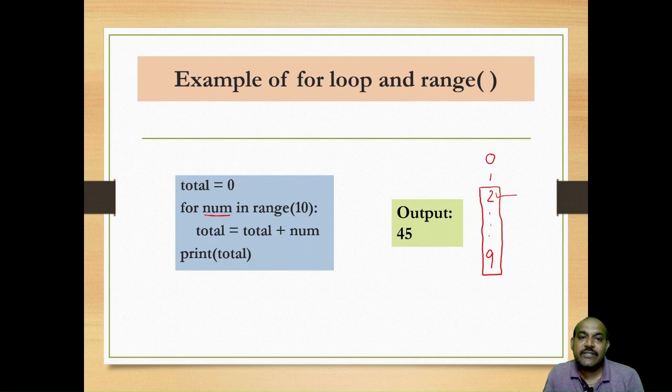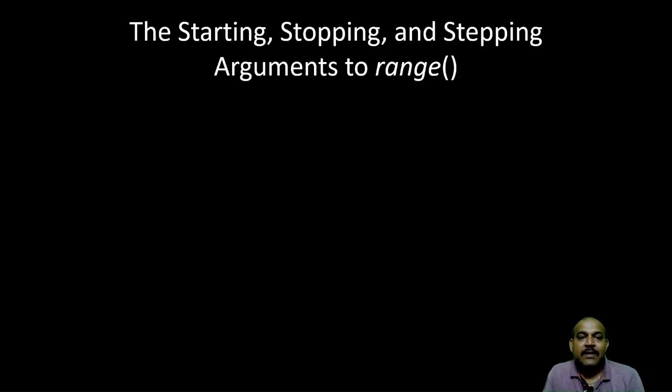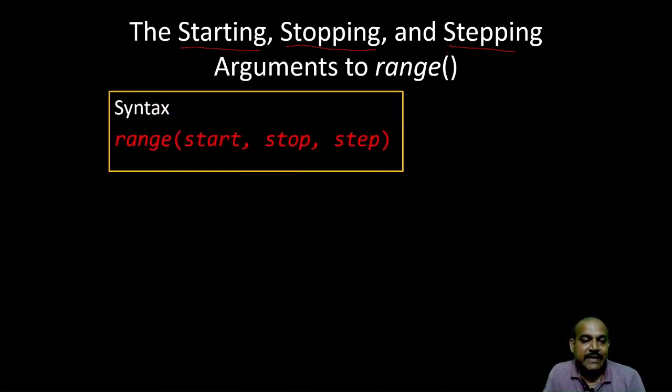What does the range function do? Range normally consists of 3 fields. One is where you have to start, that is the starting point, the initial value the variable should take. Then the end value of the variable, and the step size, whether you have to increment by 1 or by 2, etc. So, the range function syntax is range with first start, second stop, and then step. These are the 3 fields which you give.